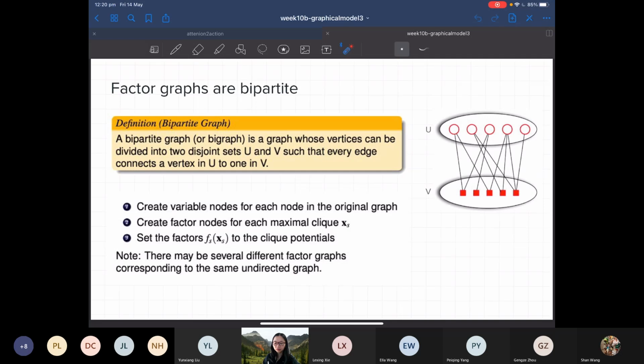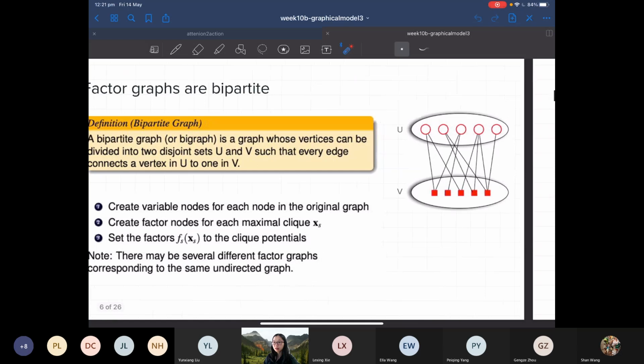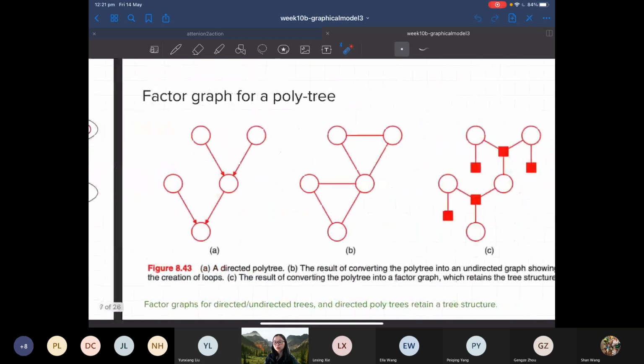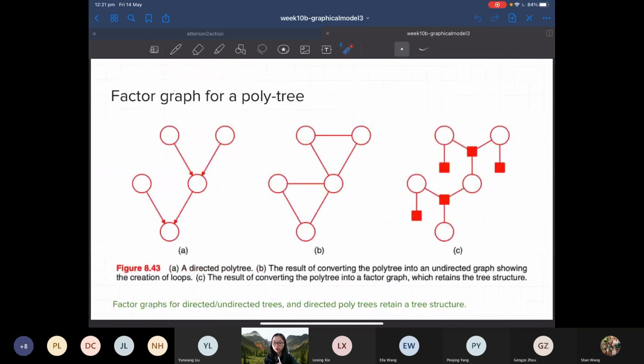One way to construct a factor graph is via the clique potentials. Create a variable node for each node in the original graph, just copy the circles. Create factor nodes for each maximal clique x of X, and then set the factor to the clique potentials. As we already said, there might be several valid factor graphs corresponding to one undirected graph or a directed graph.